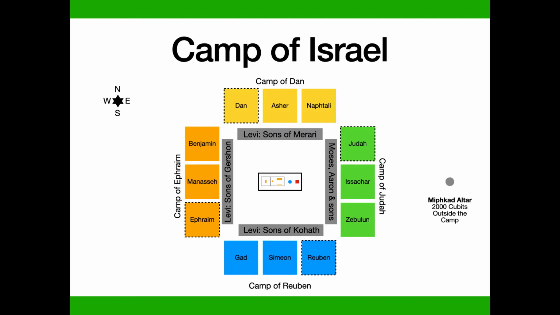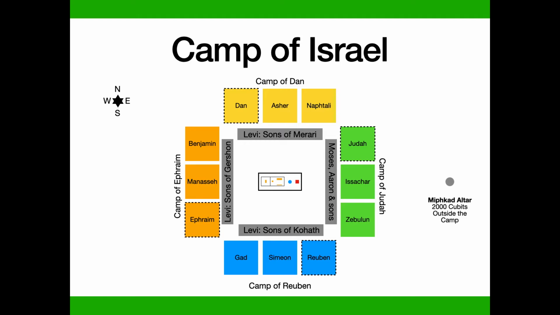And then you have the Mifkot altar. This is a good representation of it, where it is 2,000 cubits outside the camp. It's nowhere close to the tabernacle. So there's sacrifices on the brazen altar, the incense altar, the mercy seat, all of that kind of stuff. But here we have the sacrifice of the red heifer way out there, way out past the camp of Judah.